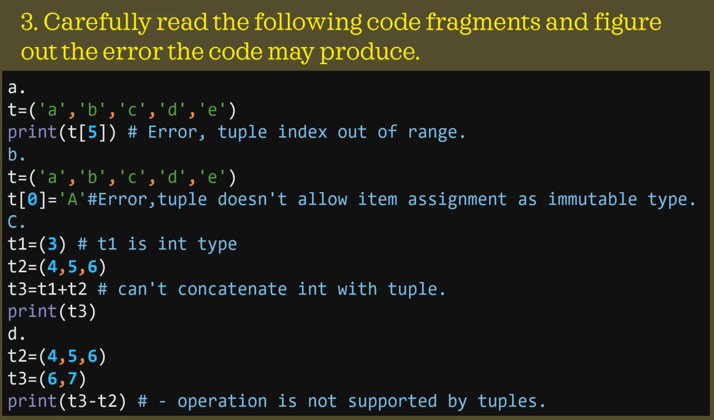Now the next one, same tuple, T is equal to A, B, C, D, E. Here T of 0 is equal to capital A. That means we are assigning another value at index number 0, which is not possible.